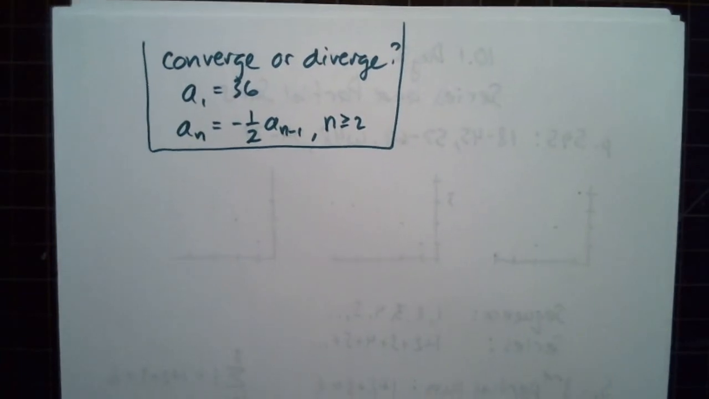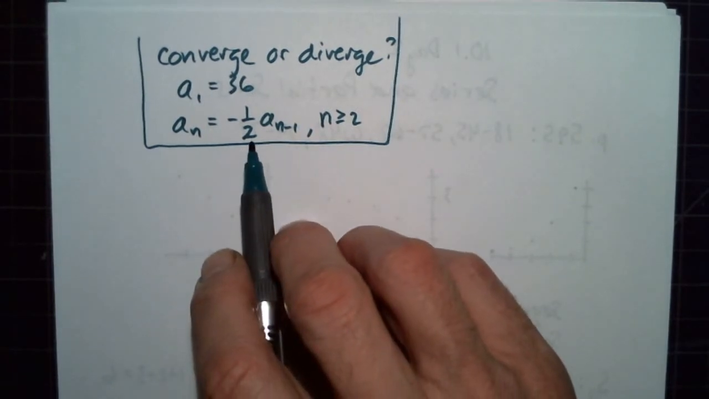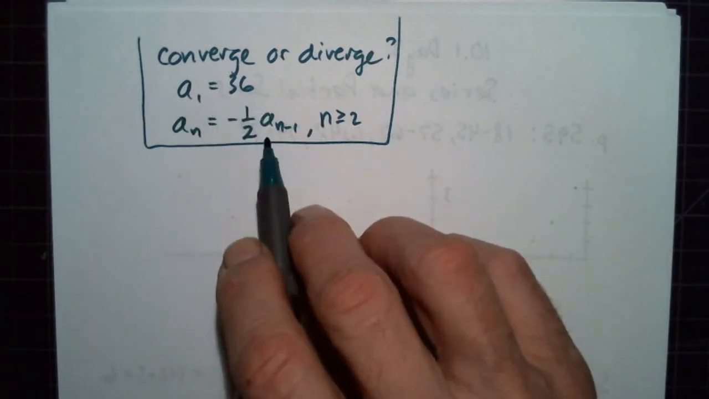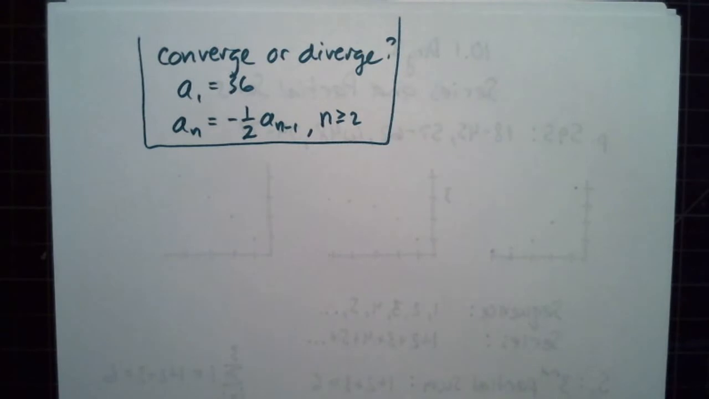All right. Does this sequence converge or diverge? It's recursive, so make a table and find the terms of the sequence like we did in the previous lesson. Pause the video and try that one.